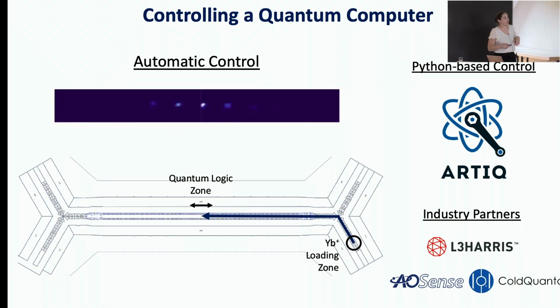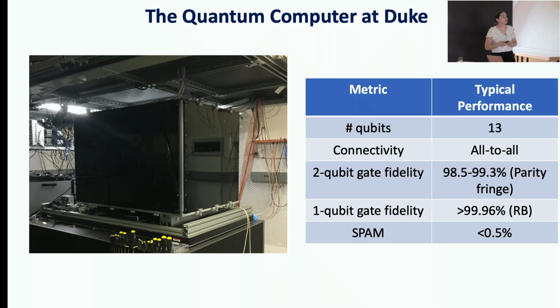It does that by loading in one corner of the trap over here, and then shuttling the ion into the logic region where we have our beams. We do all of this through Python-based control with ARTIQ, which has become very popular in the ion community. So we have lots of resources and ways to pull together to make that work nicely. And then, of course, we have our industry partners for those really crucial aspects of the system that make it run smoothly.